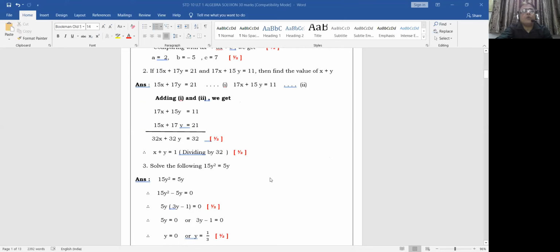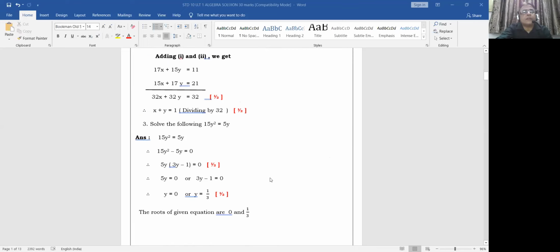Next one. 2 terms are given. We need to solve this following. Now, first and second term is given. So obviously we need to find common. So 5y common, it is 3y minus 1. If you have written till that particular step, give half mark. The next one, y equal to 0 or y equal to 1 upon 3. If that step is correct, give half mark.